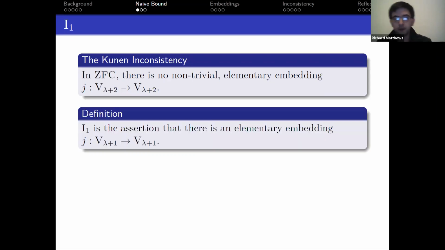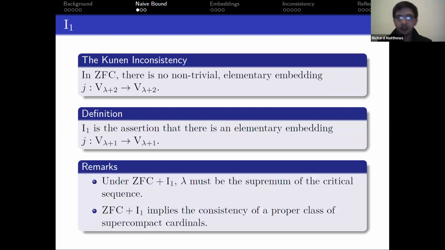So one of the obvious things to do to weaken this is to ask: is there an elementary embedding from V_{λ+1} to V_{λ+1}? This is known as I1, or inconsistency sub 1, is what it was originally for, because people believed this assertion would quickly prove to be inconsistent. But currently, we don't know. Under ZFC plus I1, you can prove λ is the supremum of the critical sequence. Otherwise, there would be some λ* less than λ such that we have an embedding from V_{λ*+2} to itself, which would contradict the Kunen inconsistency.